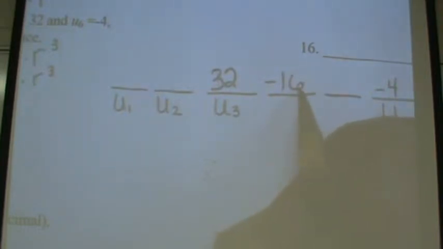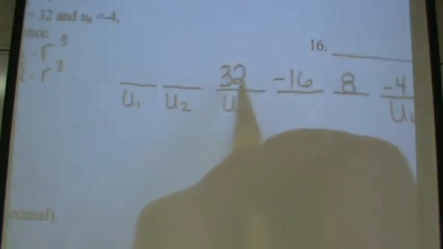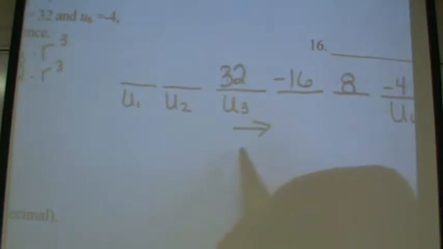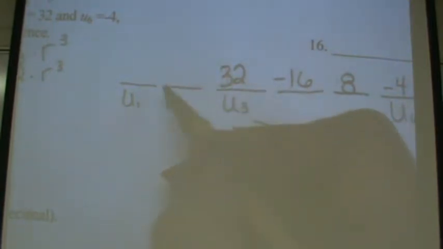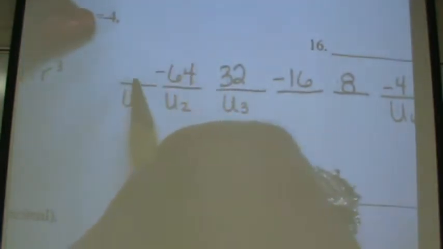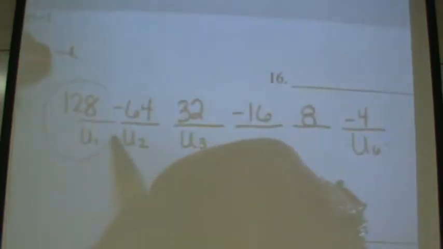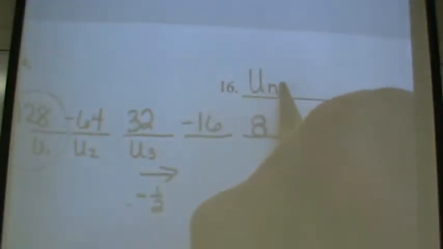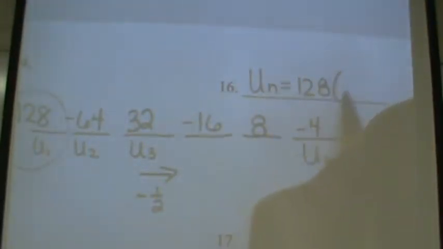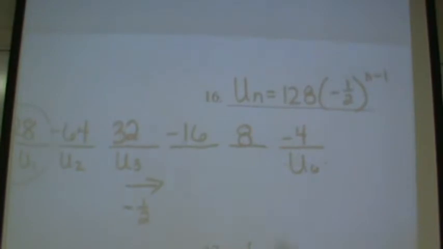Then what's negative 1/2 times this? Okay. And then what's negative 1/2 times that? So that worked. So how would you go the other way? You would multiply by negative 2. To go this way, you multiply by negative 1/2. To go this way, you're going to multiply by negative 2. So this would be negative 64, and then this would be 128. You're multiplying these by negative 2. So the first term is now 128. So the equation is U sub n is 128 times R, which is negative 1/2, to the n minus 1 power.